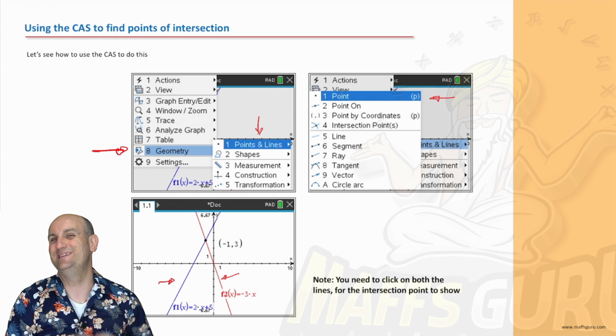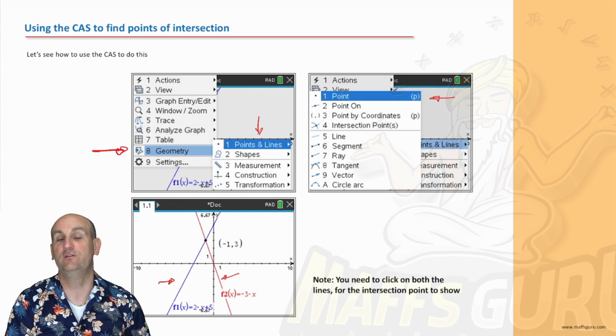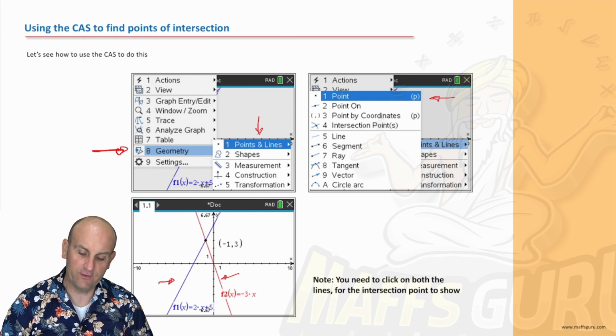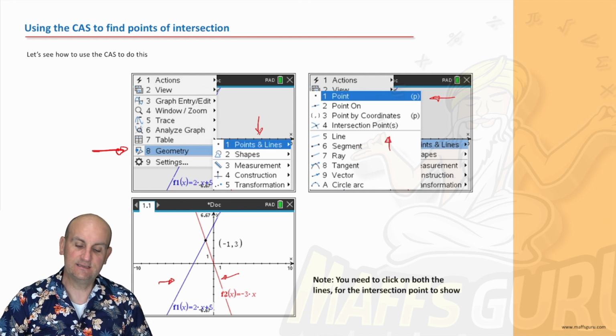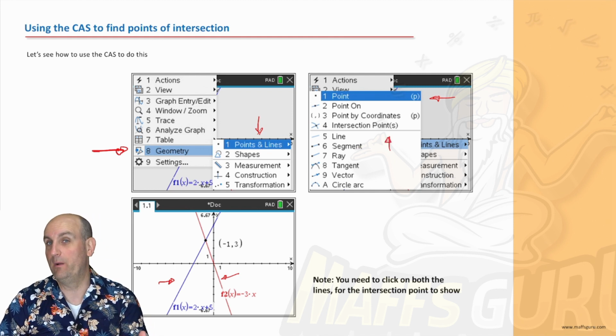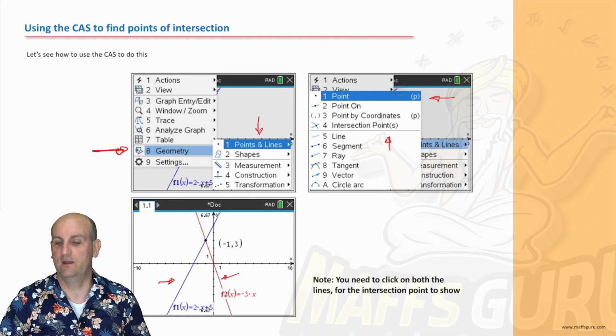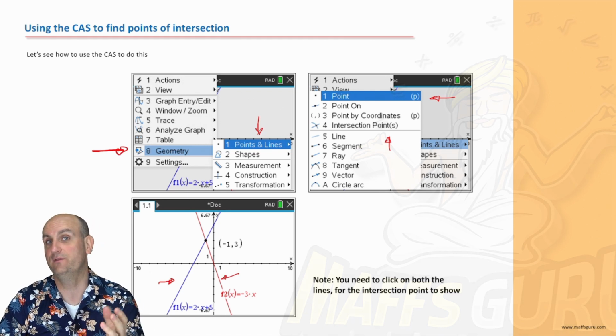Ka-ching! Now this was the easy video, to be perfectly honest with you, showing you how to use your CAS. There are lots of other ways, yes? There's obviously the intersection points command as well. Maybe you want to have a play and see what that one does. It's not part of this video at this moment in time, but I'm pretty much done for this video.